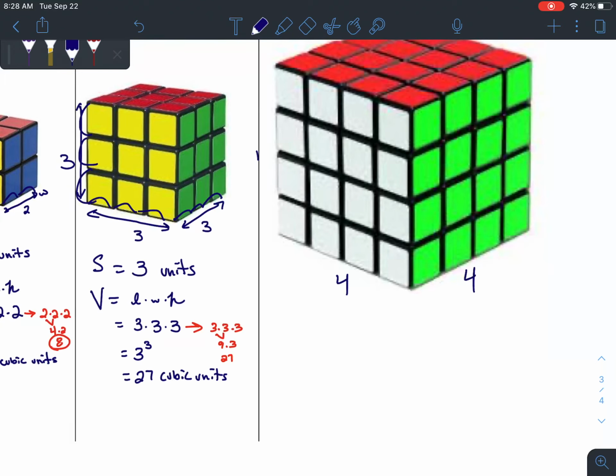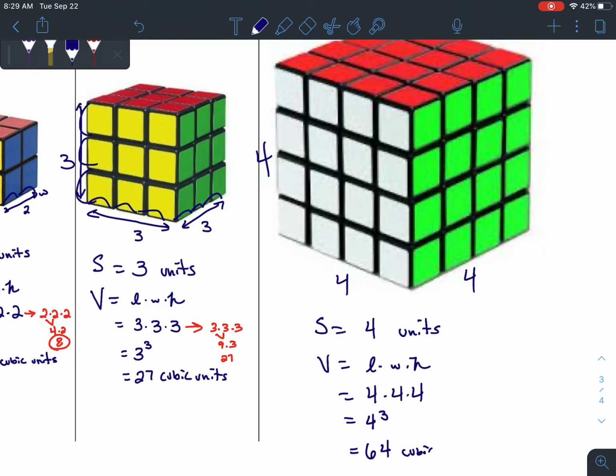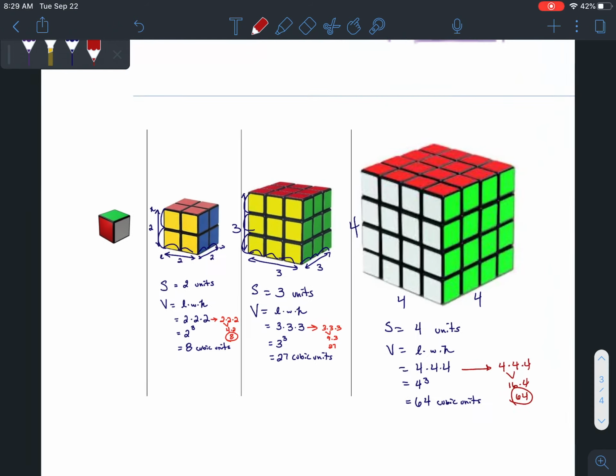What about this big one? Yeah, it's a 4 by 4 by 4. Our side length here is 4 units. Our volume is 4 times 4 times 4, which is also 4 cubed, which is 64 cubic units. 4 times 4 is 16 times 4, which is 64. Not 12. Great.